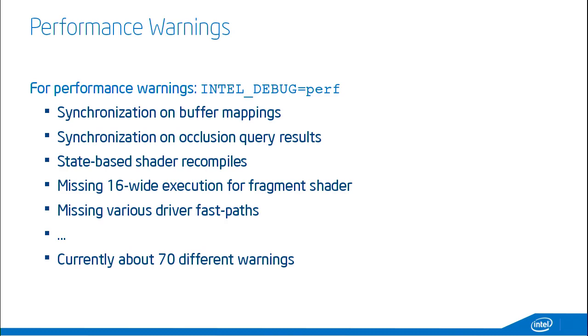So if you hit a case where it has to block to do a buffer mapping, or has to block to wait for an occlusion query result, or if it's going to do a state-based shader recompile, which is the big one that people really like to be able to track down, or if there are cases where you've missed 16-wide fragment shader execution. And I think the last time I audited the driver, there were about 70 of these different warnings that it will give. And all these are also available through our debug output.